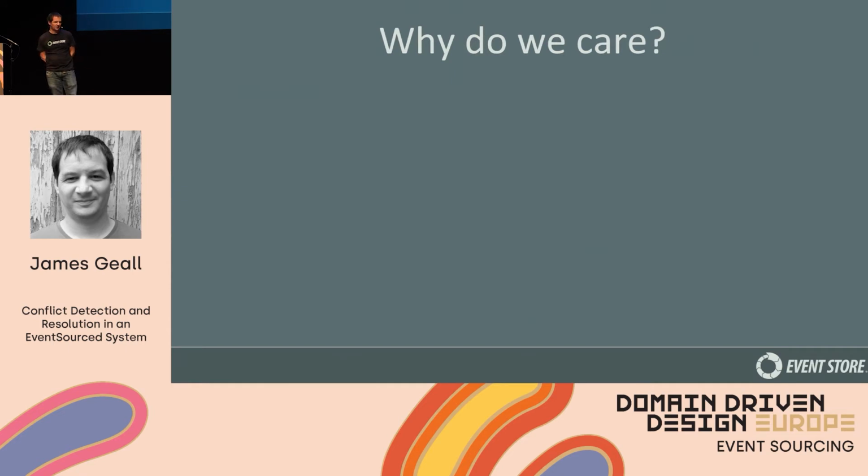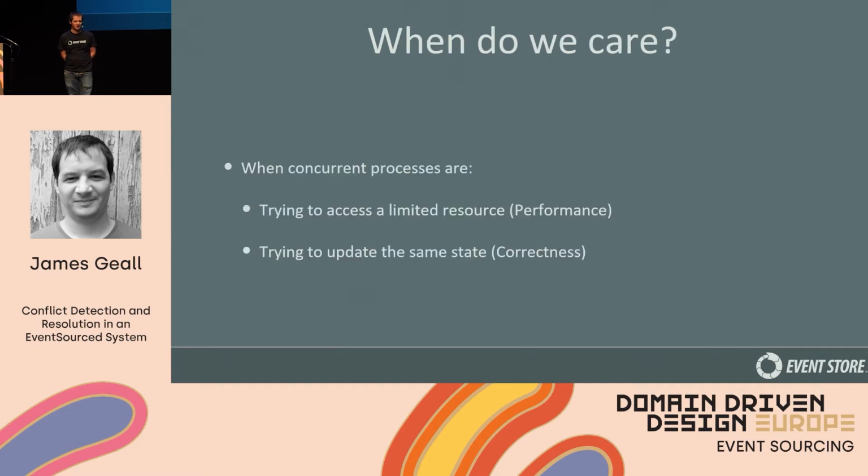Why do we care about it? The answer is generally, we don't. We generally don't care about concurrency most of the time when we're writing code. So that raises the obvious question, why do we care about it, or when do we care? We only care about concurrency when we have concurrent processes. We only care about concurrency when we're trying to access a limited resource. That's essentially a bottleneck, because it's limited to how many concurrent operations can operate at once, so we care about it for performance. We care about it when we're trying to update the same state, which is the primary subject of what I'm talking about today.